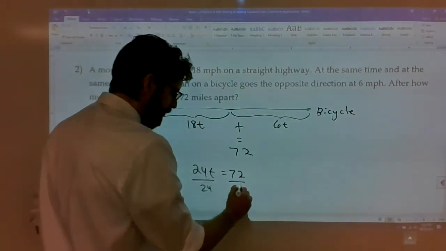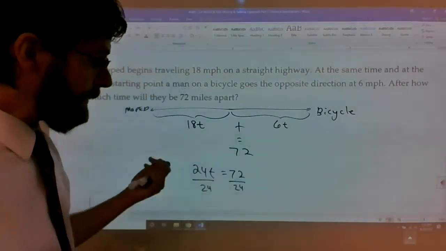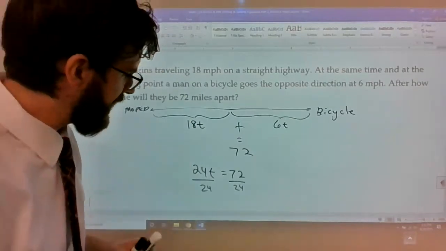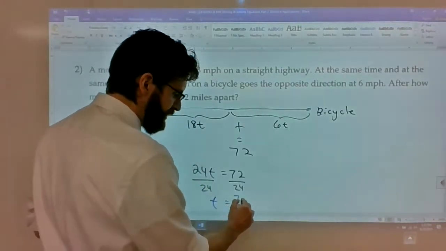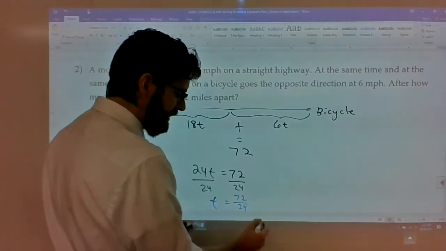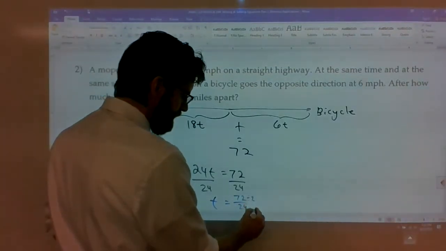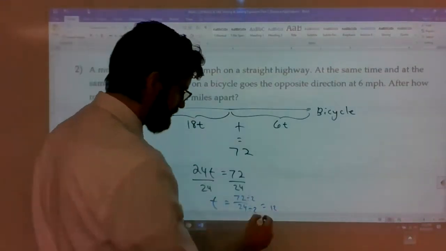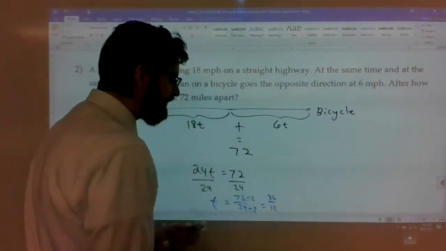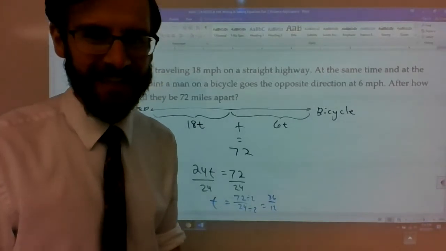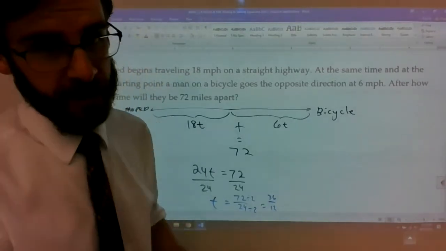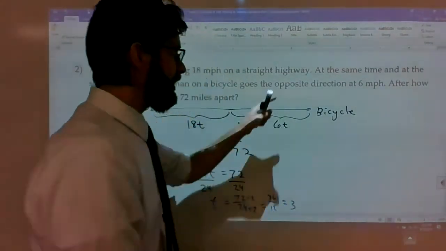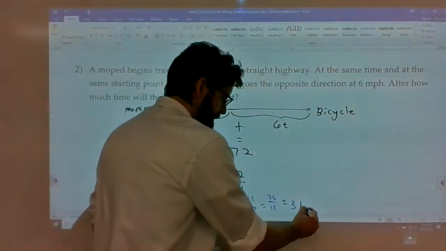So divide by 24. Remember, you can cut things in half to simplify them to make better mental calculations happen. So if you see t equals 72 over 24, start cutting them in half. I know half of 24 is 12, half of 72, 36. And then this is the point at which I recognize instantly that 36 over 12 is 3. 12, 24, 36. We're talking miles per hour, so that's 3 hours.